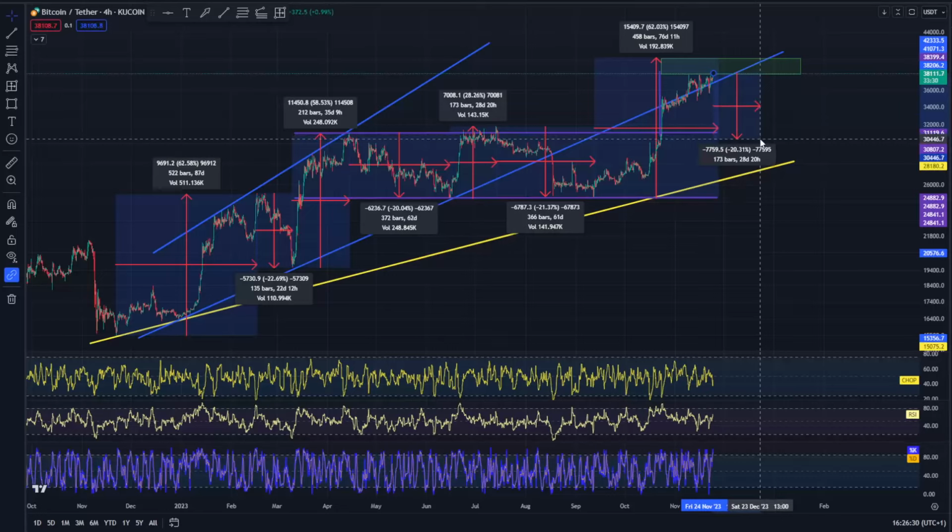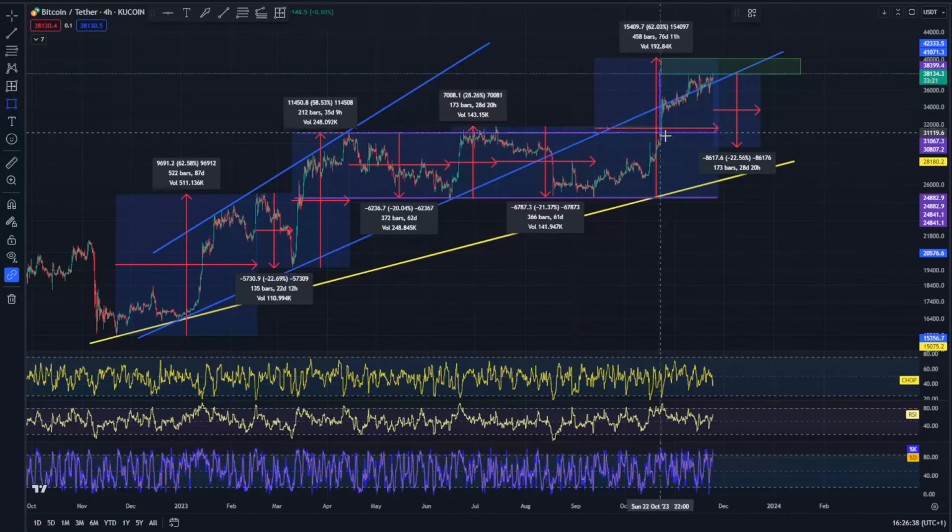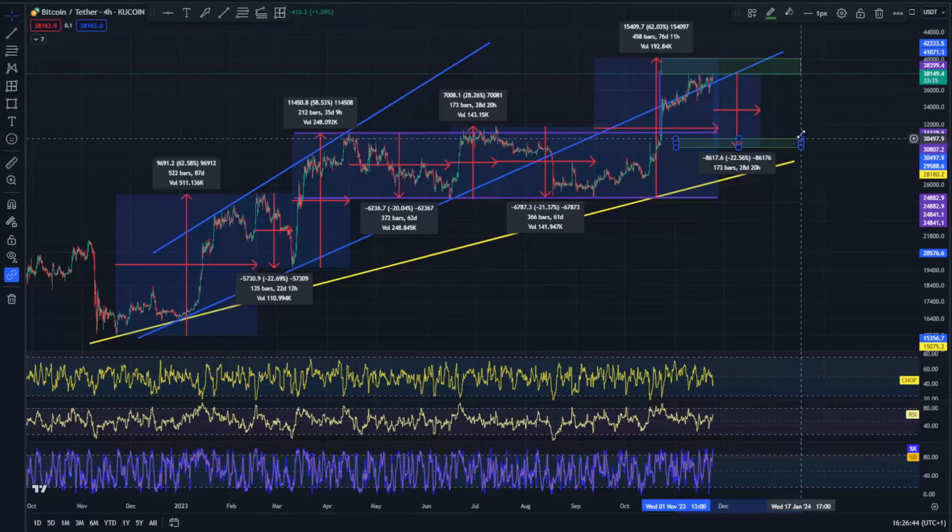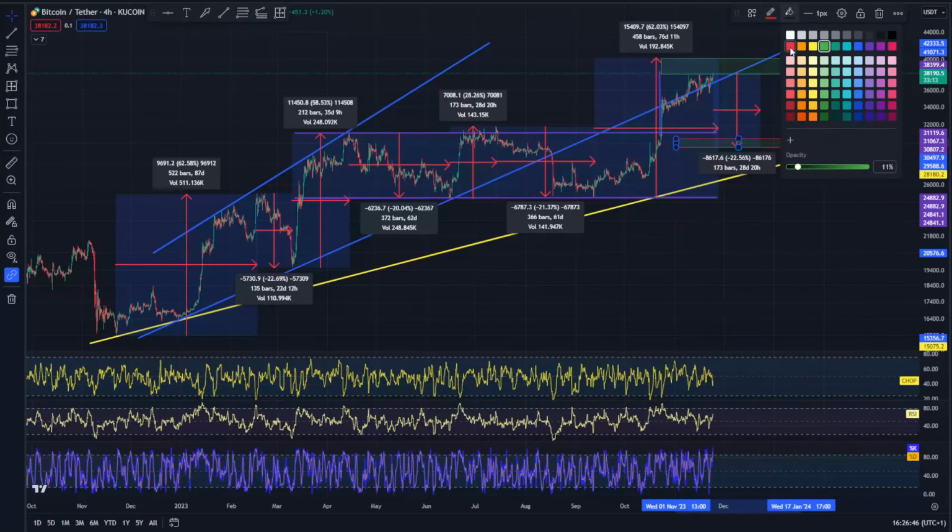Moreover, in a similar way, we can mark the probable downward threshold to which the price may fall in a new correction, and again mark the zone from the level of 20% to 22%, giving a zone from approximately $30,497 to $29,588.